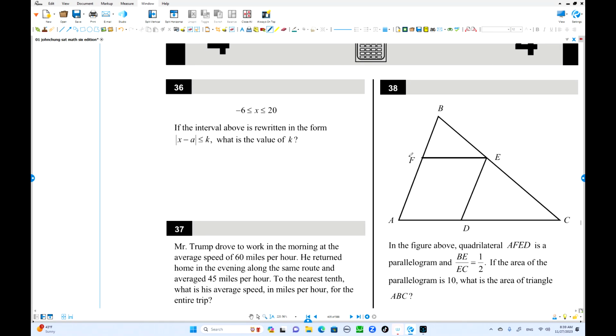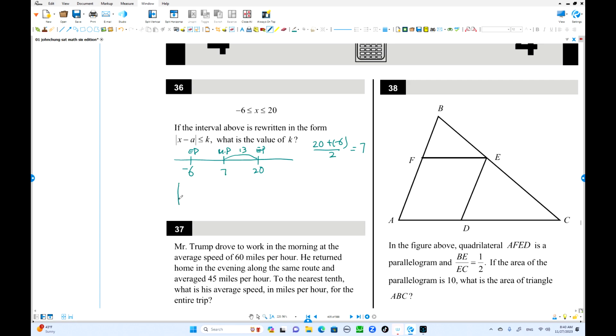Here is number 36. This is the intervals, general intervals. We're going to express y in terms of absolute value. We already did this one. Or you need to find the midpoint. Negative 6 and 20. Where is the midpoint? 20 plus negative 6, divided by 2. 7. Right? That is the midpoint. Now we're going to find the distance. This is the endpoint, another endpoint. This distance is 13, 20 minus 7 is 13.